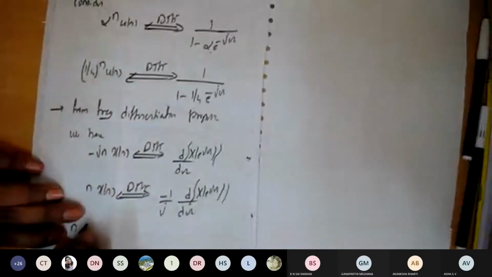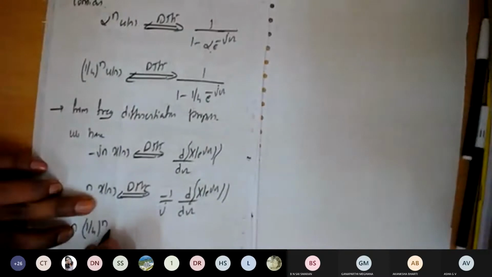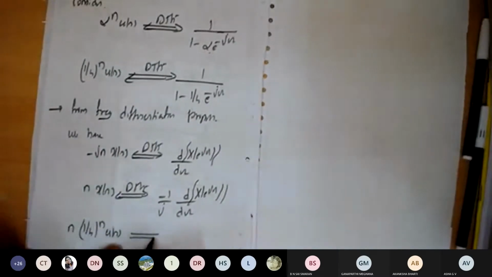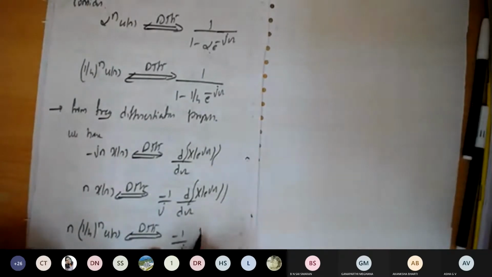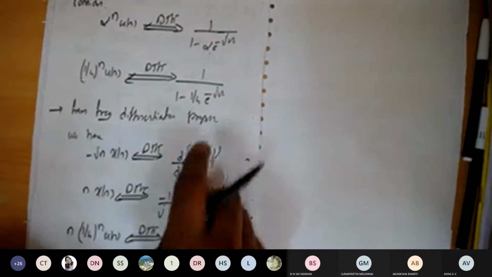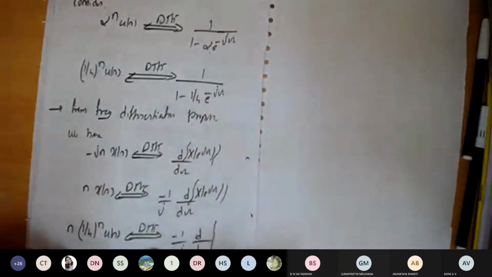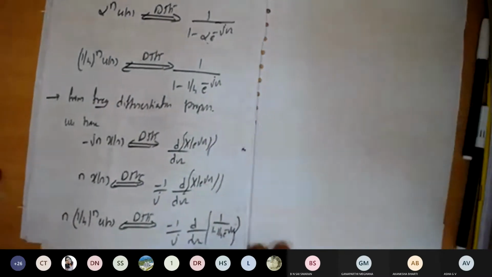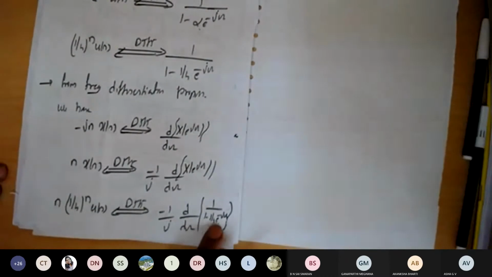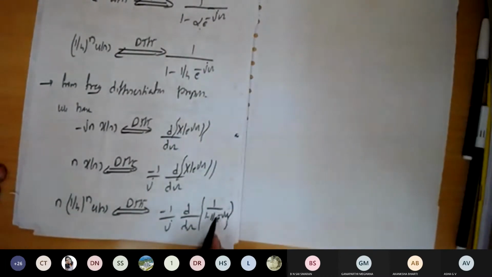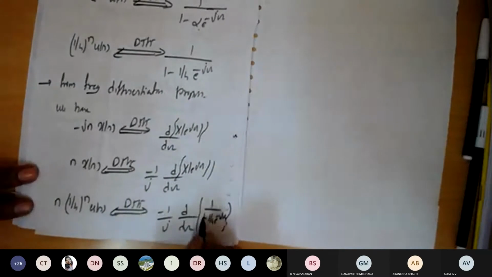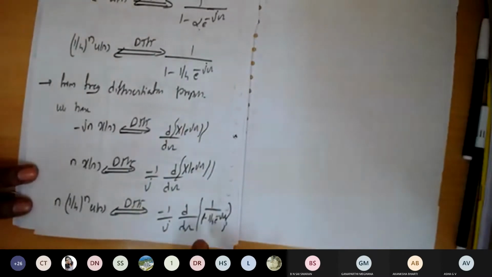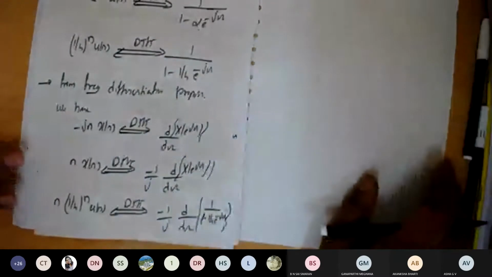So n into (1/4)^n into u of n, the corresponding DTFT is minus 1 divided by j into d divided by d omega of X of e to the power of j omega. We need to differentiate this one, which is 1 divided by 1 minus 1 by 4 into e to the power of minus j omega. I'm substituting this value here. Now let us consider the differentiation of these terms and evaluate.